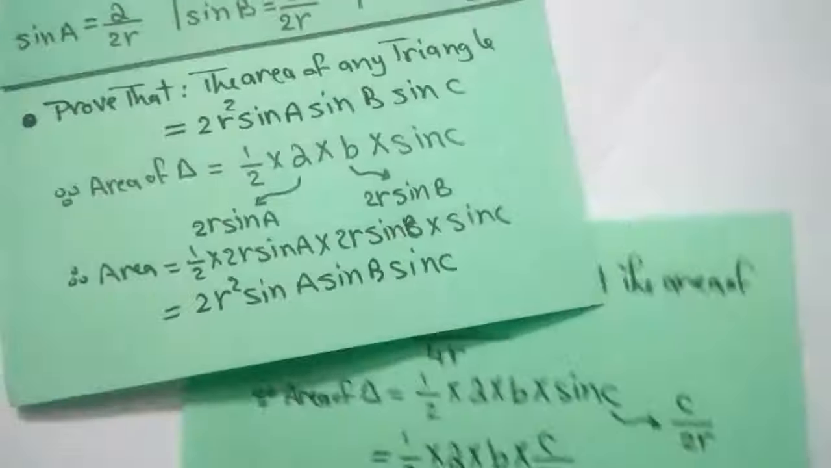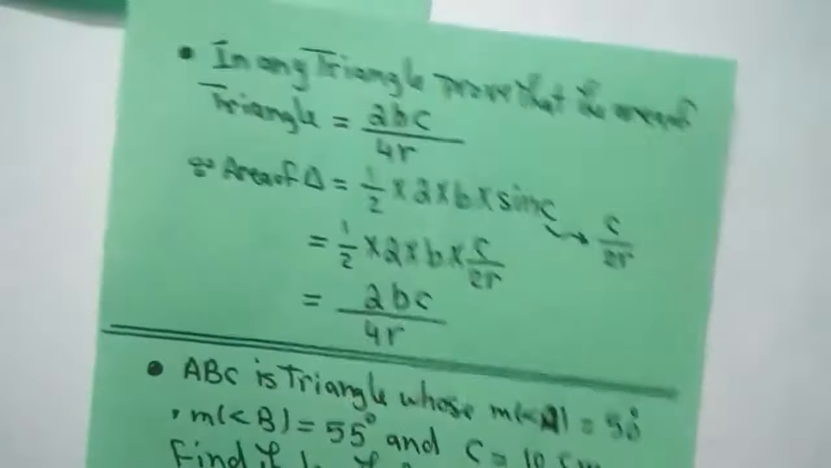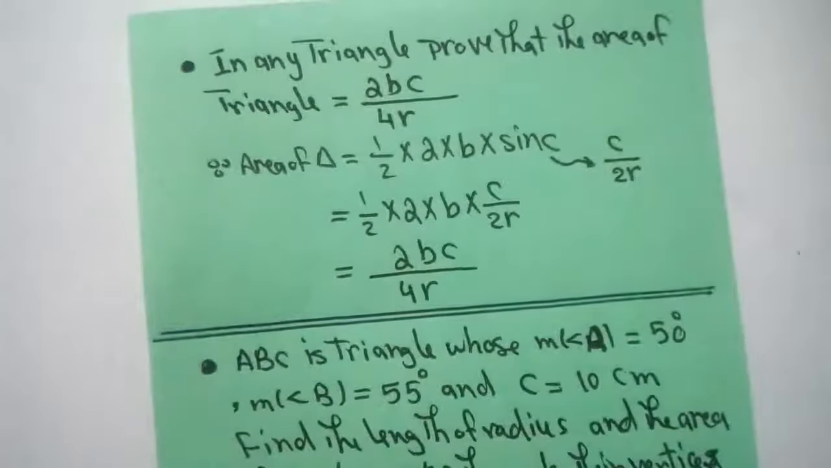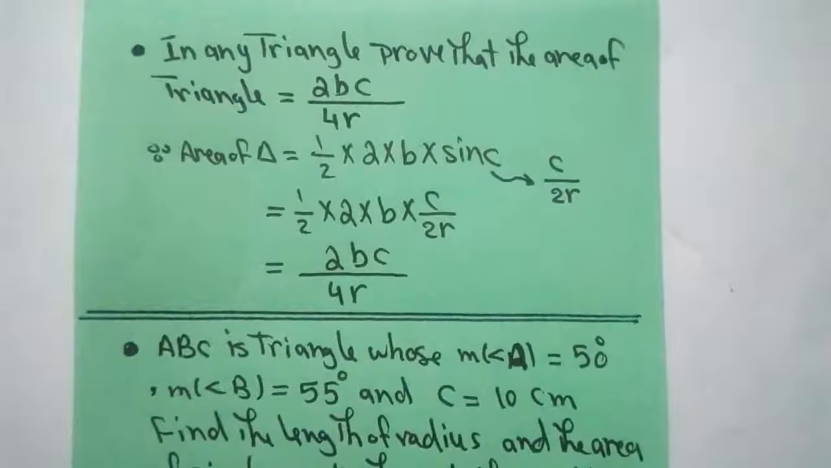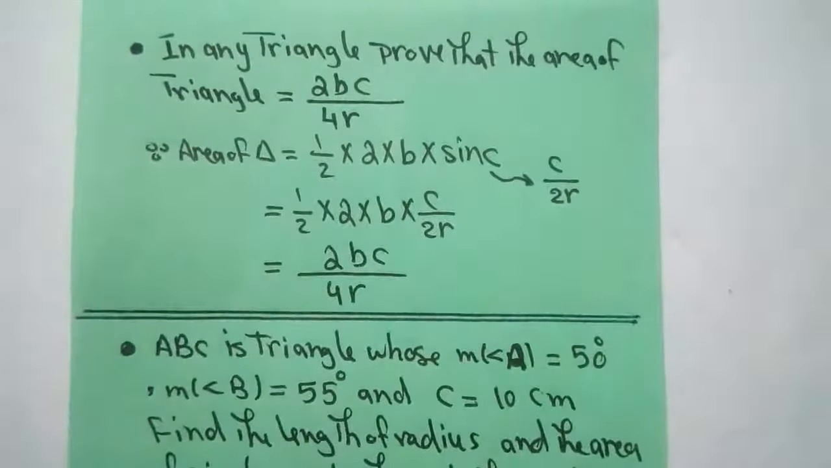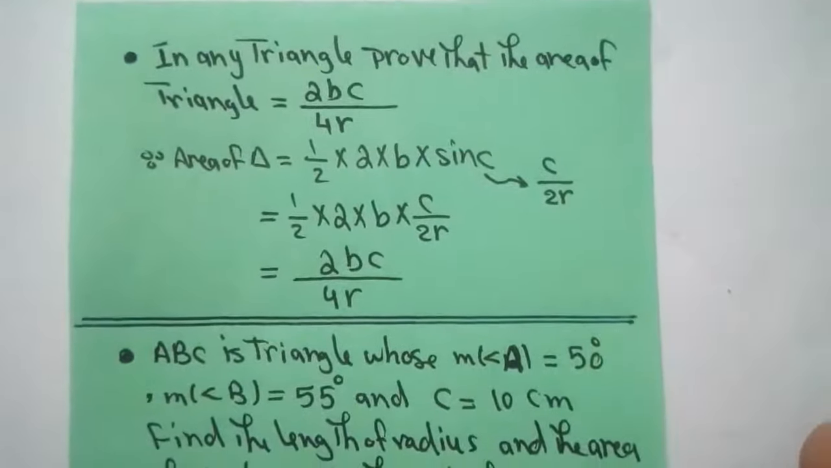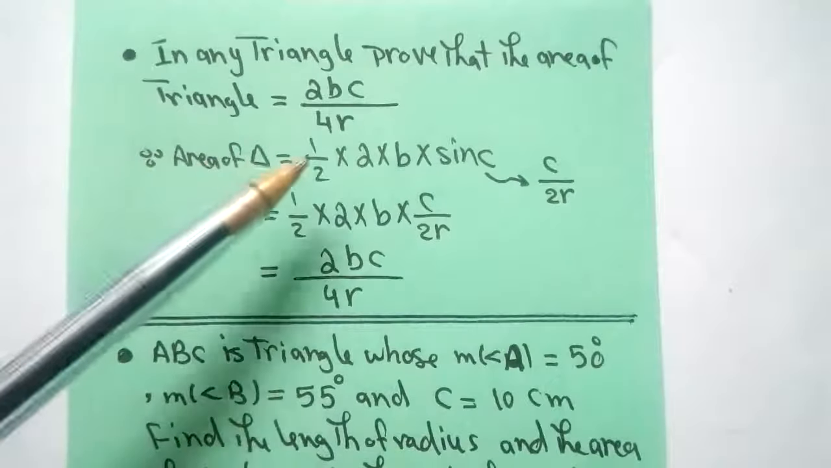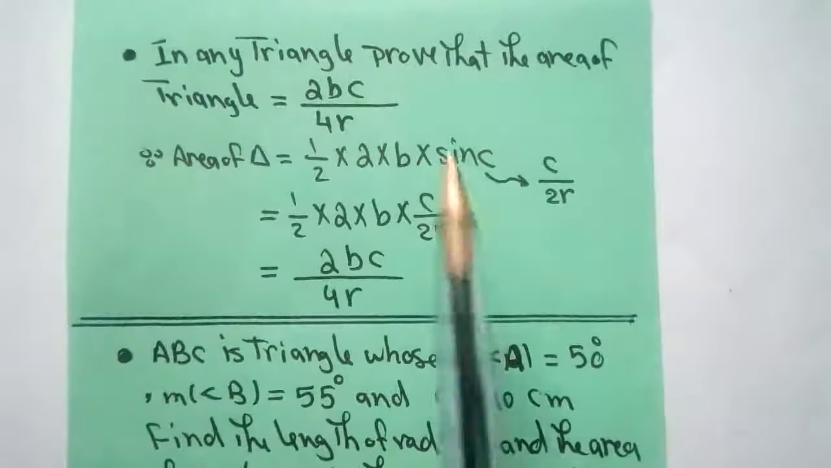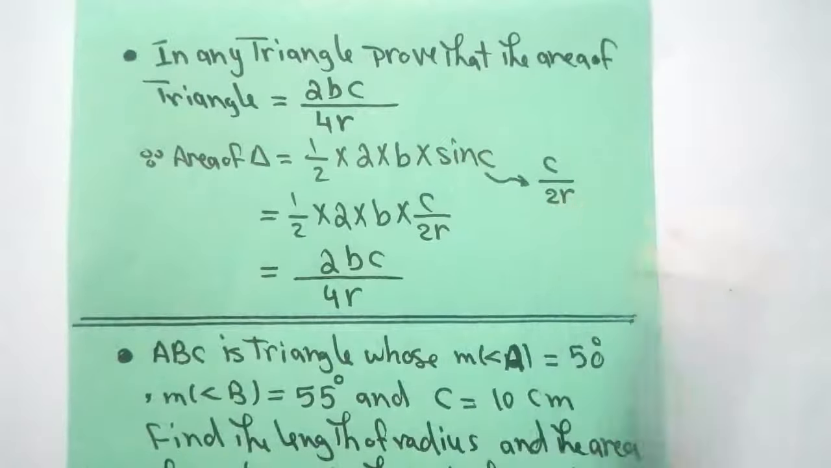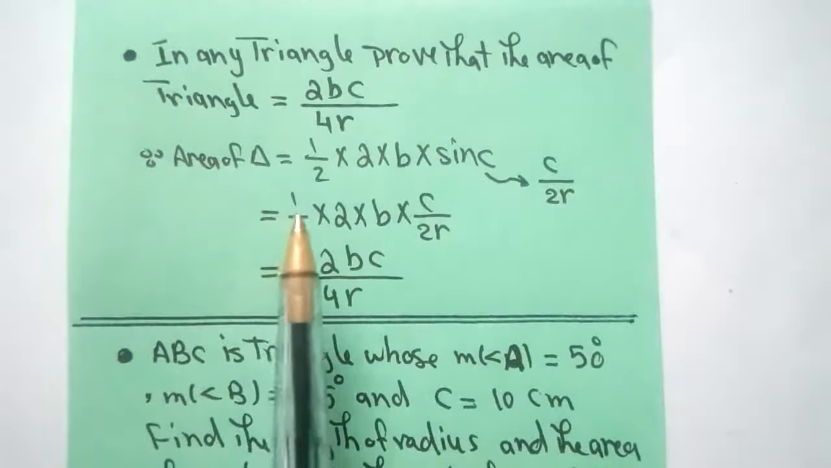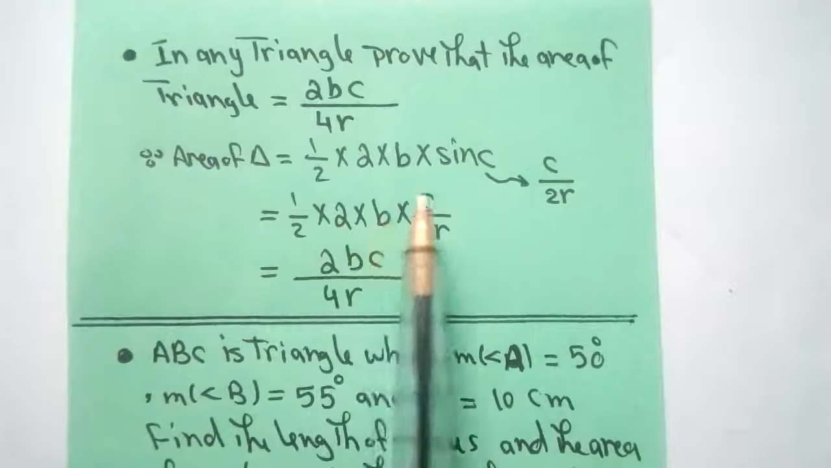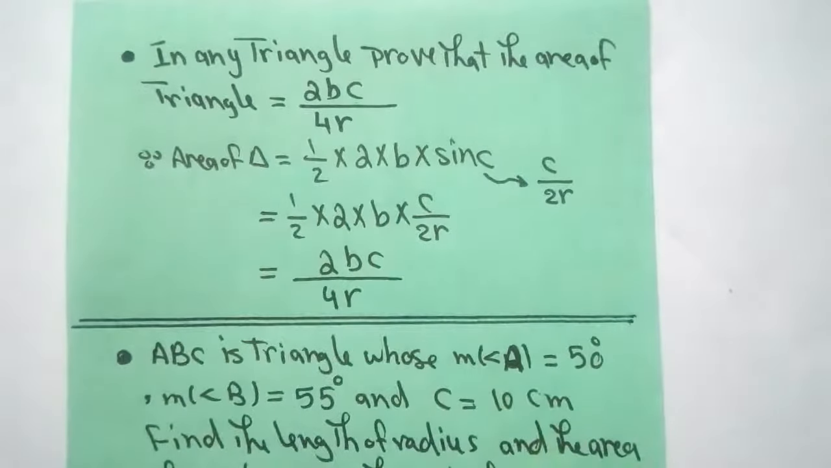Another proof: in any triangle, prove that area of triangle equals abc over 4R. Since area of triangle equals half a b sine C, we change sine C to c over 2R. It will be half times a times b times c over 2R, so a times b times c over 2 times 2, which is 4R.